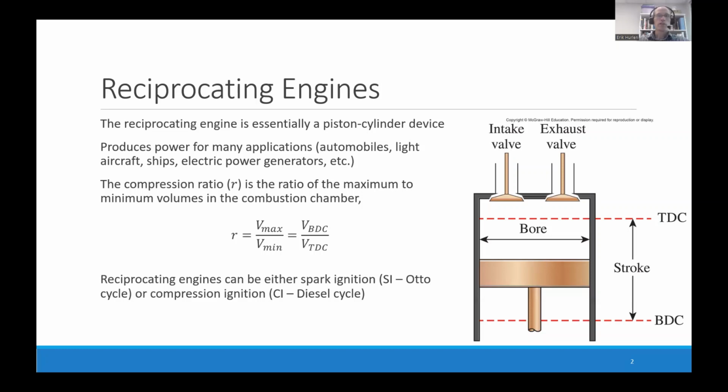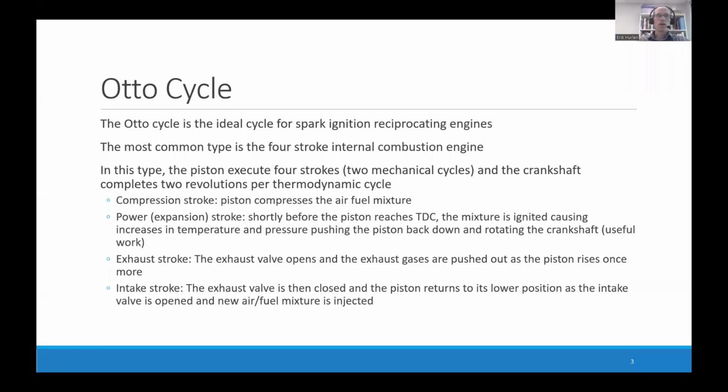There are two classifications of reciprocating engines: spark ignition, SI, and compression ignition, CI. Spark ignition engines use a spark plug to ignite the fuel and are characterized by the Otto cycle, while compression ignition engines simply compress the fuel to a temperature over the ignition temperature of the fuel and are modeled using the diesel cycle. We will be analyzing both of these cycles in this video, starting with the Otto cycle.